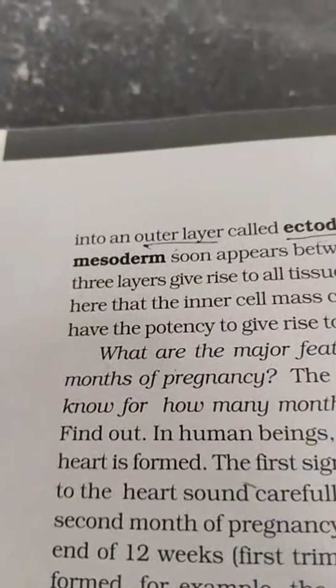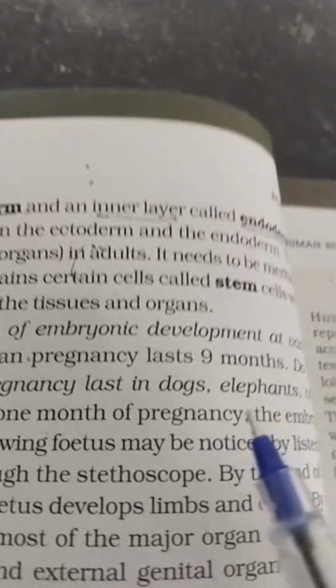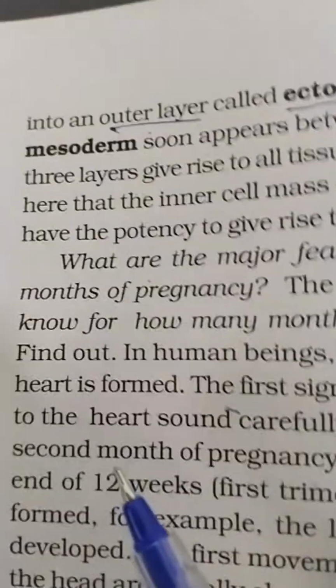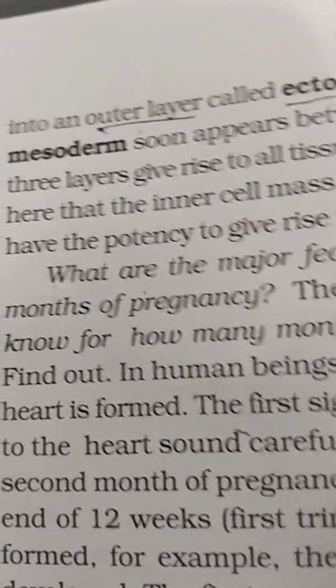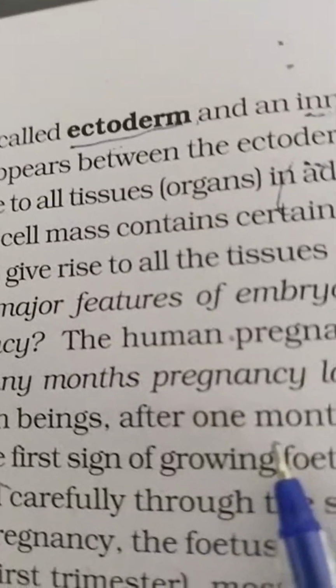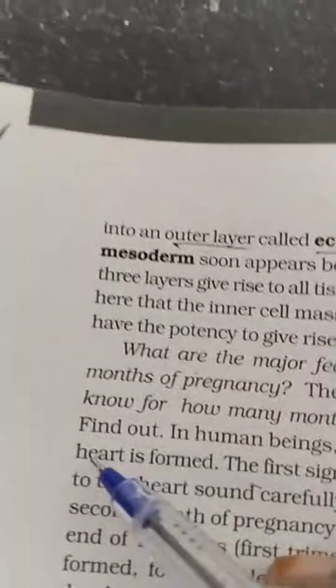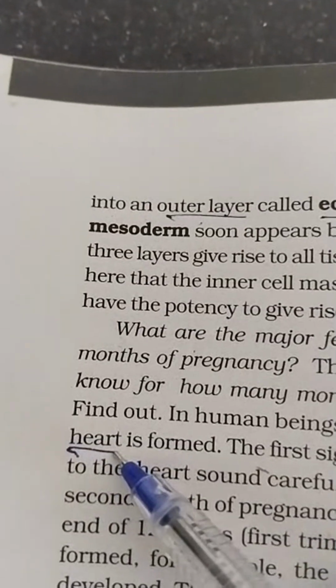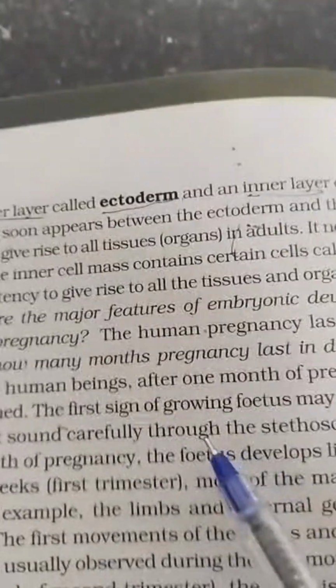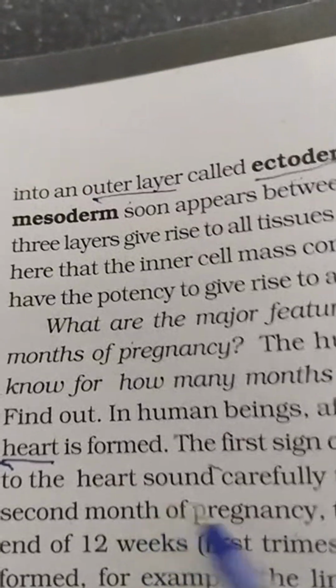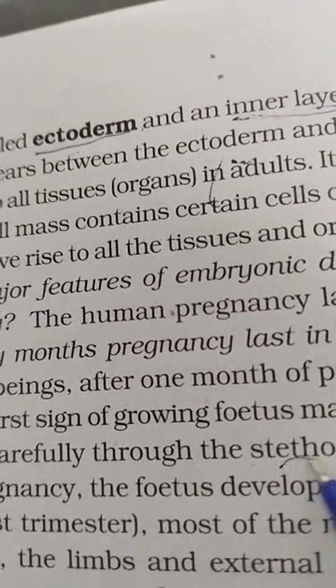What are the major features of embryonic development at various months of pregnancy? Human pregnancy lasts for 9 months. So what are the changes we need to think of? After 1 month of pregnancy, the embryo's heart is formed. In the first month the heart forms. The first sign of a growing fetus may be noticed by listening to the heart sound carefully through a stethoscope.